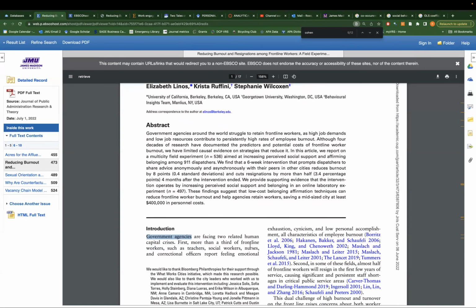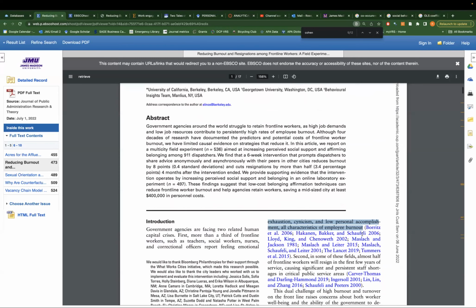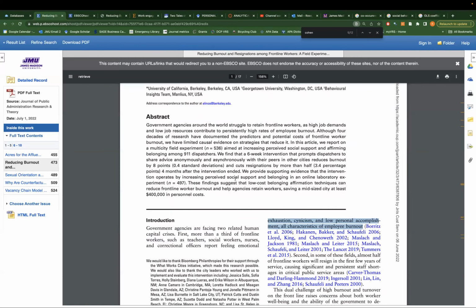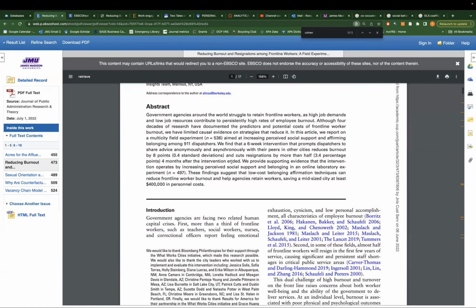We do see here this emotional exhaustion, cynicism, and low personal accomplishment of burnout. That's good. That's in line with what we've been seeing before. And I would recommend when you're looking at an experiment that you read the abstract, like all the other types of studies that you find. The abstract is definitely worth reading because it summarizes what you will see.